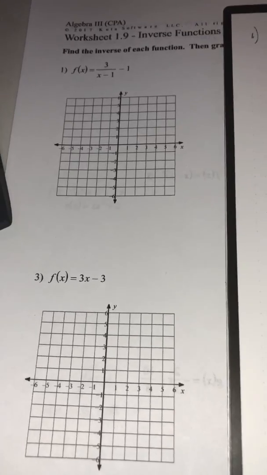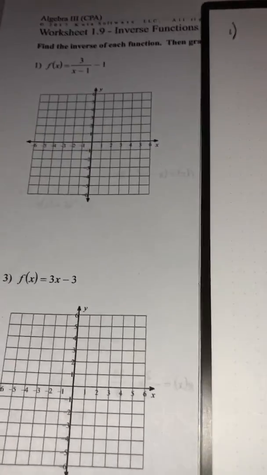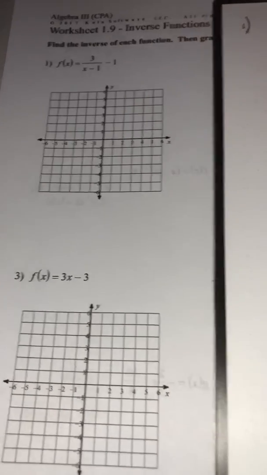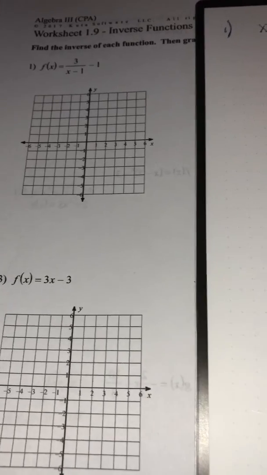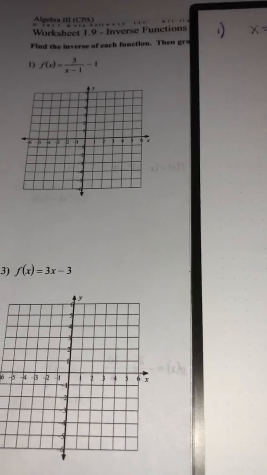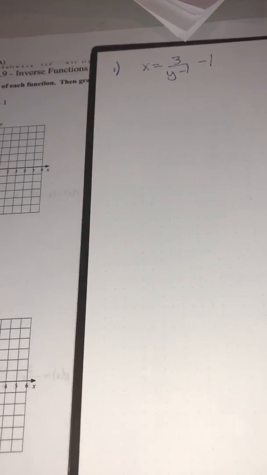So if you want to find the inverse of a function, hopefully you all read through the notes and did the practice, you're going to swap x and y. So f of x is the same thing as y, remember. So I'm literally just going to write it as x equals 3 over y minus 1, minus 1. So I just literally swap the x and the y.